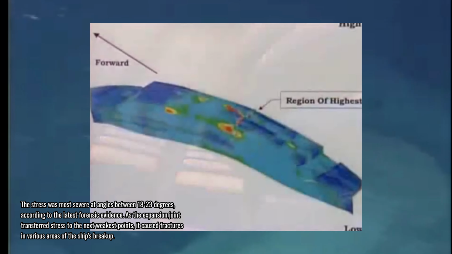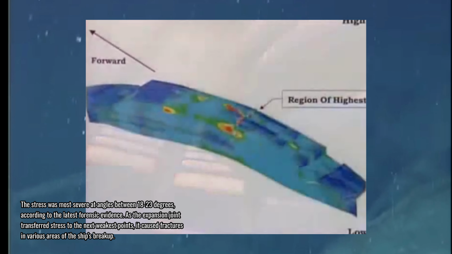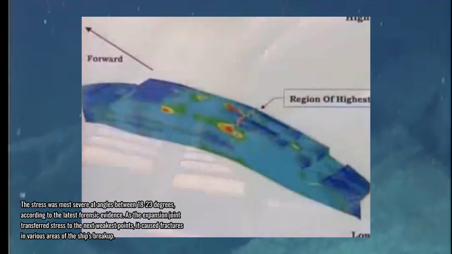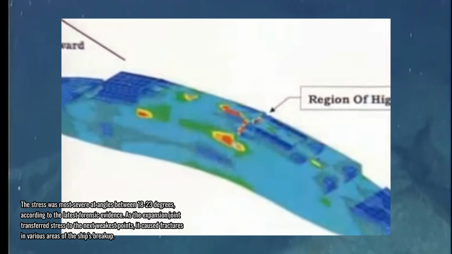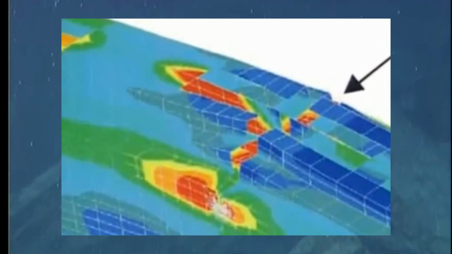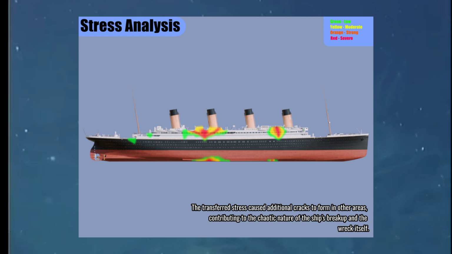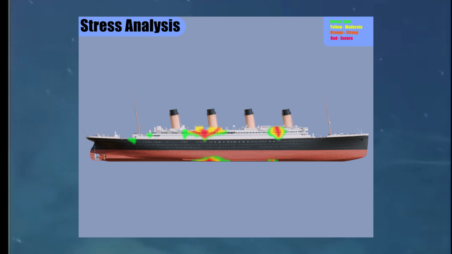The expansion joint did not cause the breakup directly. Instead, its function somewhat contributed to the process. The joint's role is to equalize stress and prevent the ship from fracturing or breaking by expanding. In the case of the Titanic, the stress radiated and spread instead of concentrating in one area. This effect intensified as the Titanic reached angles of 20 to 30 degrees high out of the water.